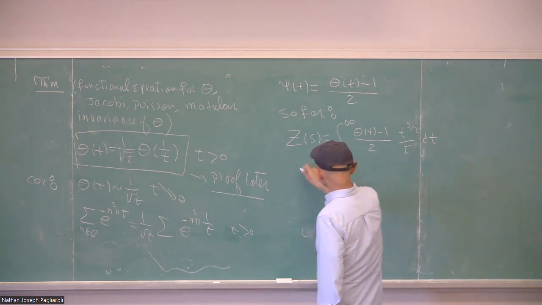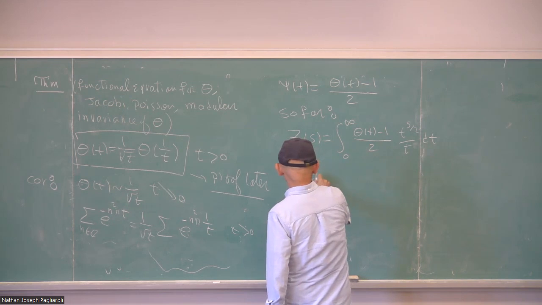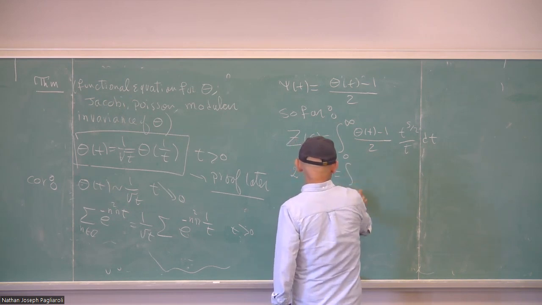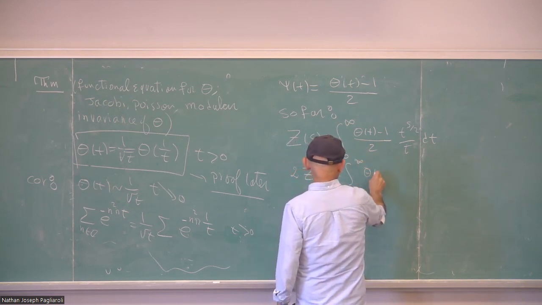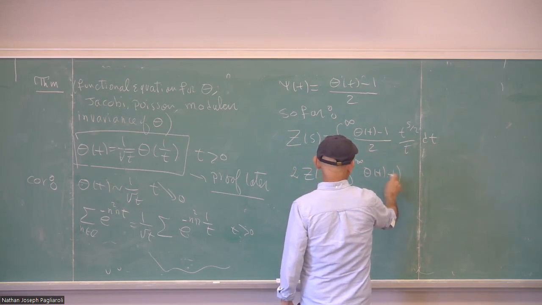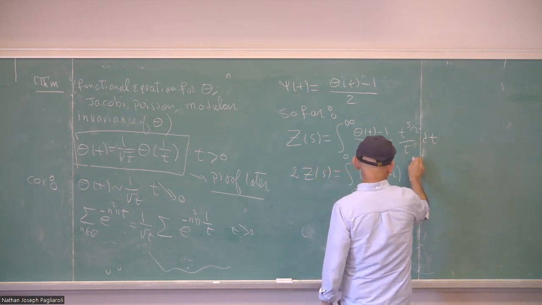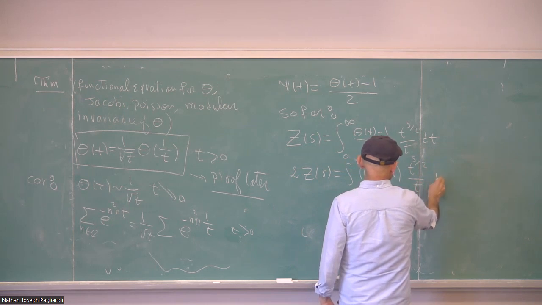So now we have 2 times the completed zeta of s, I just write it like this, equal to the integral from 0 to infinity of theta of t minus 1 times t to the power s over 2, over t, dt, right?